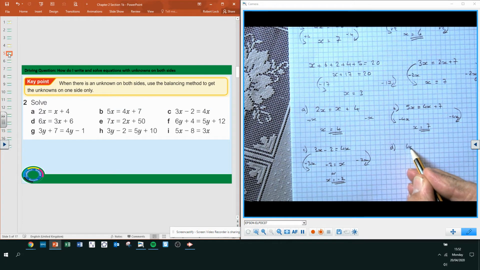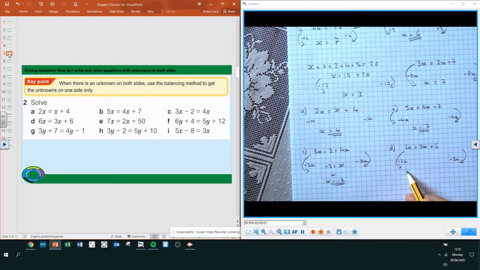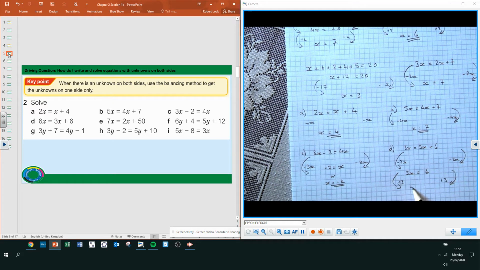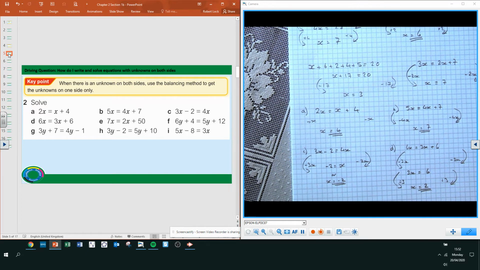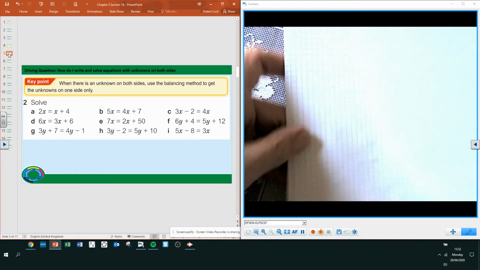6x equals 3x plus 6. Here, the smaller numbers from the bigger numbers, so minus 3x both sides. So 6x take away 3x is 3x. 3x take away 3x is 0, so it ends up with 6. Then we divide both sides by 3. And x equals 2. D.